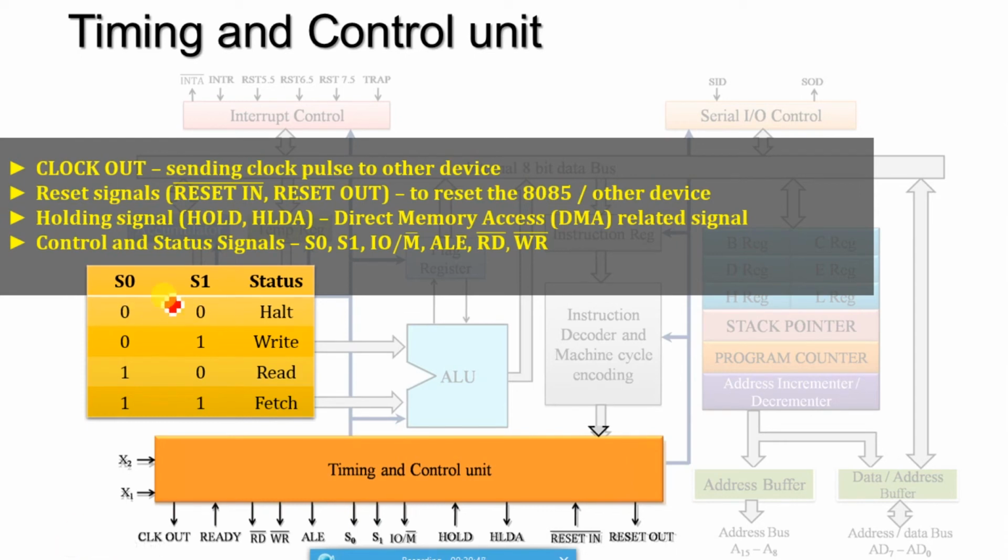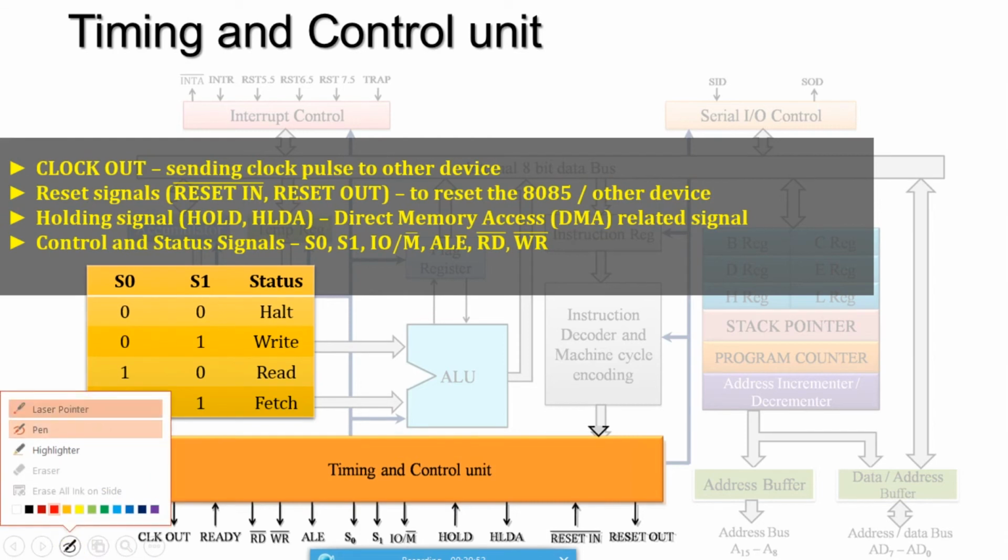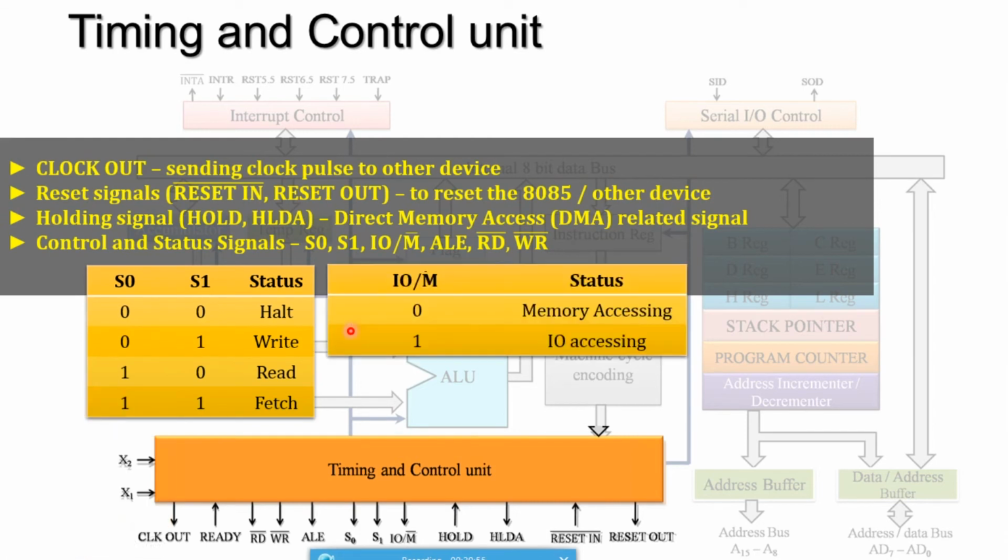One more status signal: we can connect a memory device directly with the 8085, or otherwise we can connect a keypad or LCD display, I mean IO devices, with the 8085. This is the signal IO slash M bar. If this signal is 0, it means 8085 is communicating with the memory device. If this signal is 1, it means the 8085 is communicating with the IO device. This is for the simple concept of understanding IO accessing or memory accessing.